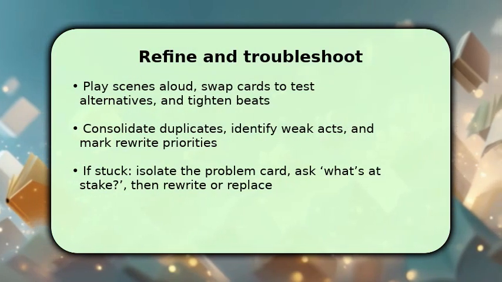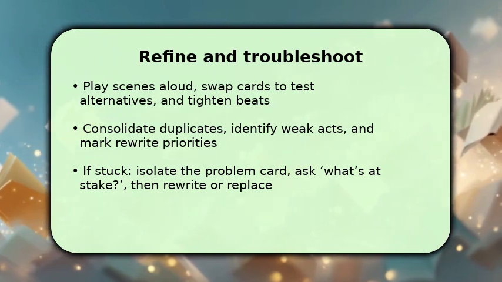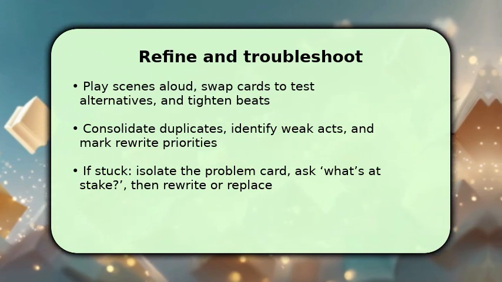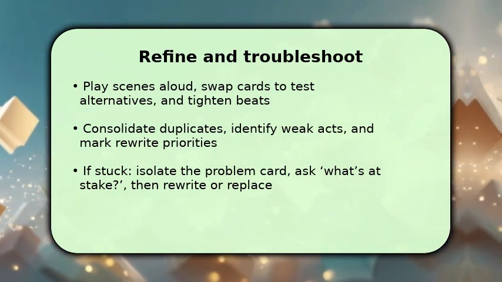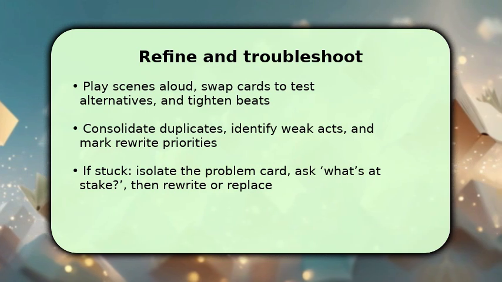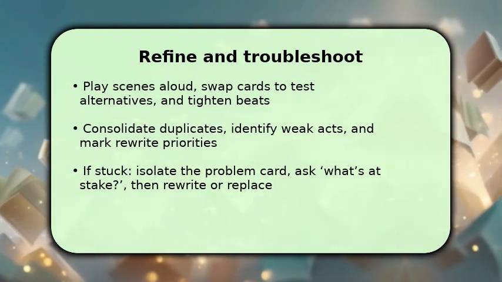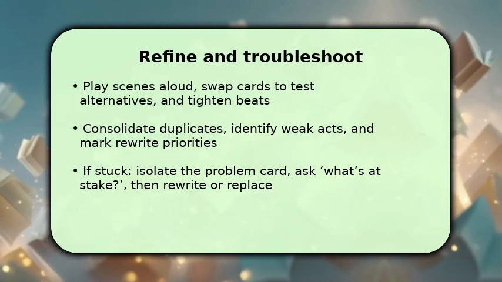Finish by iterating. Perform a read-through, move cards to test better flows, and collapse redundant scenes into stronger beats. Prioritize rewrites by marking cards with numbers for urgency. Tackle highest impact cards first. Once done, photograph or transcribe the final order into your outline or software.